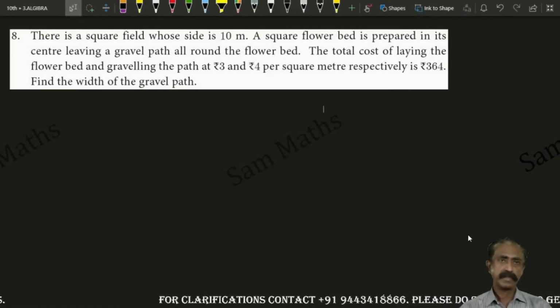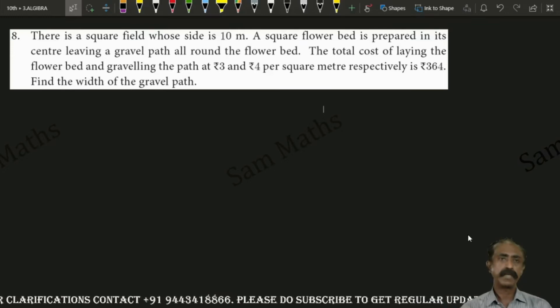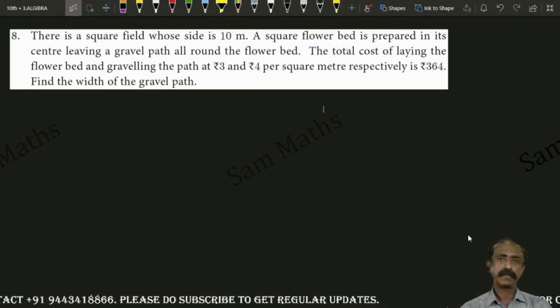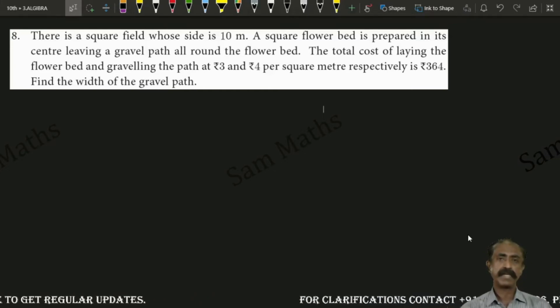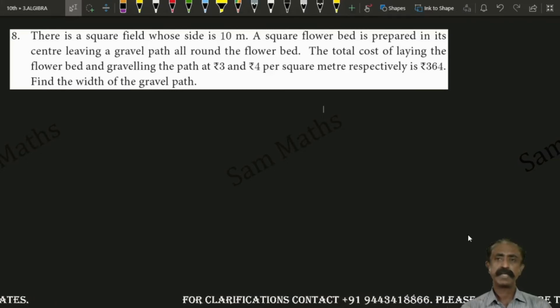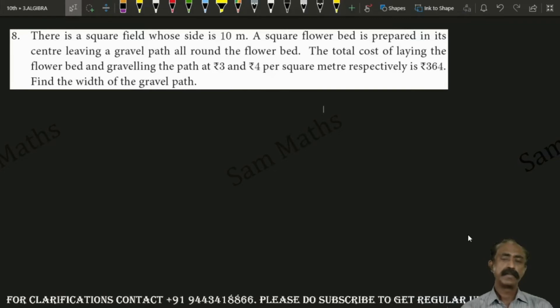Eighth question. There is a square field whose side is 10 meters. A square flower bed is prepared in its center, leaving a gravel path all around the flower bed. The total cost of laying the flower bed and graveling the path at rupees 3 and rupees 4 per square meter respectively is rupees 364. Find the width of the gravel path. That is the required one.